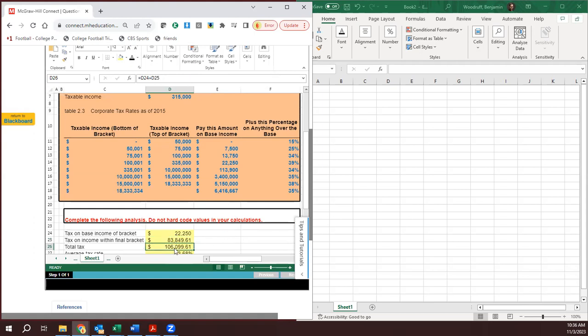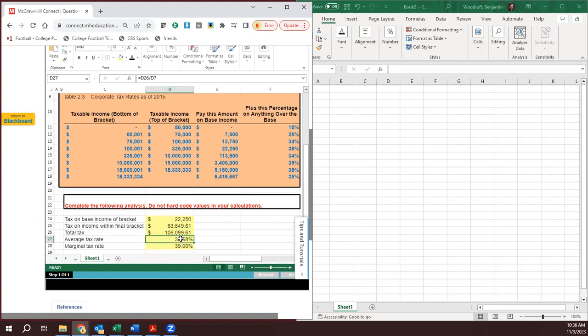When I add those up, and I just do that here, that tells me what the total tax I paid was. My average tax will be total tax divided by taxable income, and the marginal tax again is just a lookup trying to find where my taxable income falls, and then what is the fourth column here that will show what my percentage is.